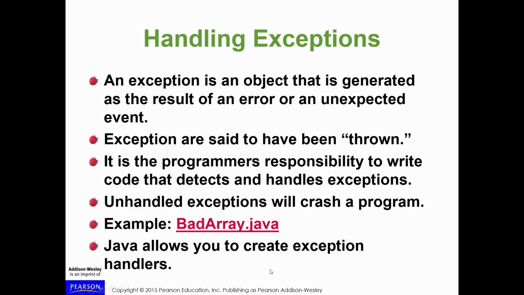I mentioned in an earlier chapter, and I'm saying it again, that an exception is an error condition or some kind of an unexpected event. Exceptions are thrown. It is the programmer's responsibility to write code that will handle an exception. If the programmer does not handle the exception, typically the program will crash.